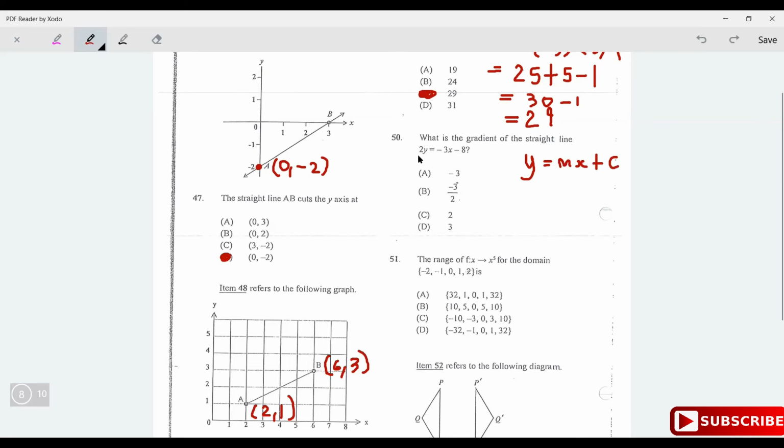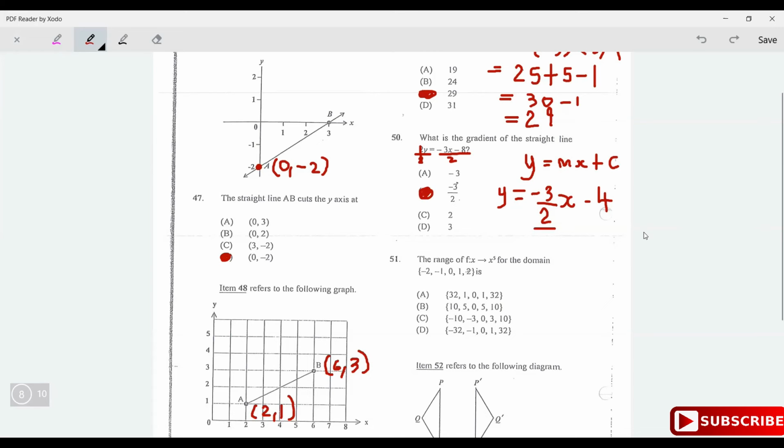To put it in that form, we need to divide both sides by 2. Dividing both sides by 2, 2 over 2 cancel. And so this line becomes y is equal to negative 3 over 2 times x. And then minus 8 over 2 is minus 4. And so this is your gradient m, which is negative 3 over 2.